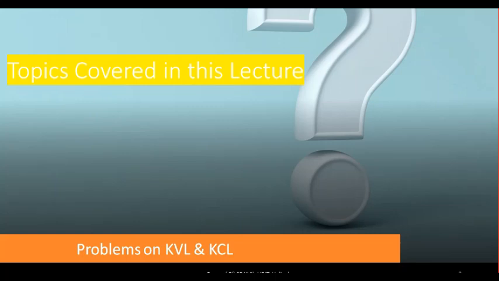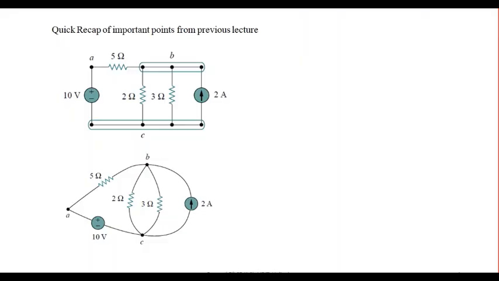So KVL, if you recall, it is nothing but what? We have to consider the voltage drops across each element in a loop. Okay. And what is a loop? Also we'll see. And what about KCL? KCL is the summation of currents entering a node should be equal to the summation of currents leaving a node. Right? So let us have a quick recap here by considering this circuit.